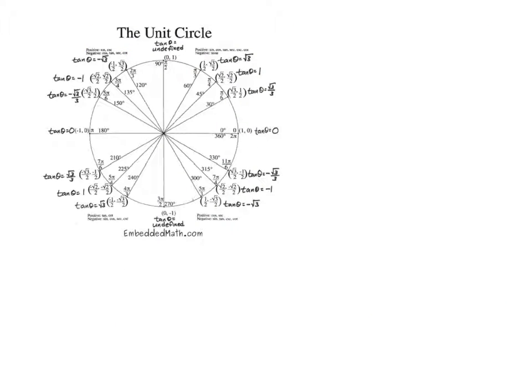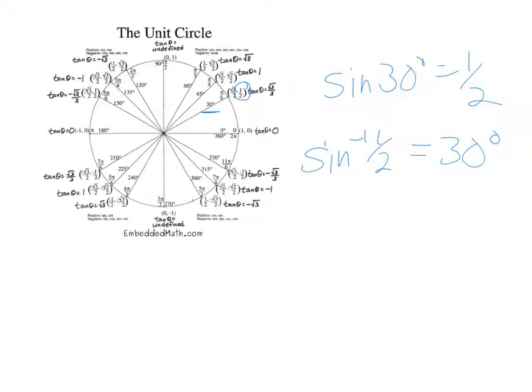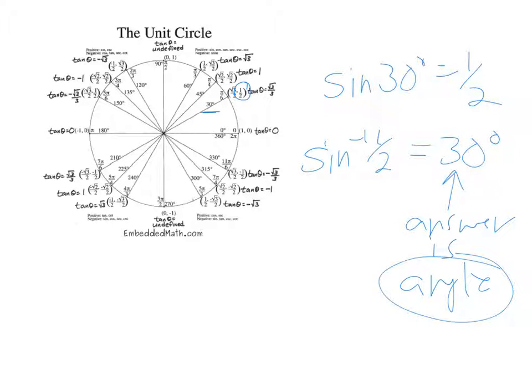So for example, using the unit circle, we can find that the answer to the sine of 30 degrees is 1/2. Remember, in the little parentheses, sine is the second number. So at 30 degrees, the sine is 1/2. Turning that around gives us the inverse. We would say that the inverse sine of 1/2 is 30 degrees. So we already know what the outcome is, we're trying to find the angle. So the answer is always the angle whenever you're dealing with inverse.